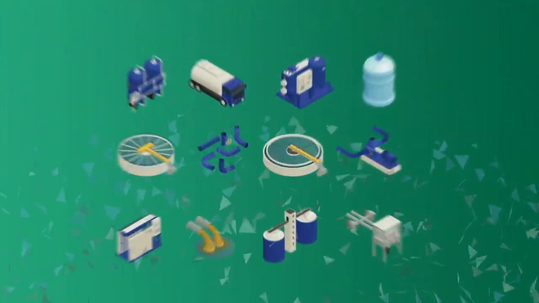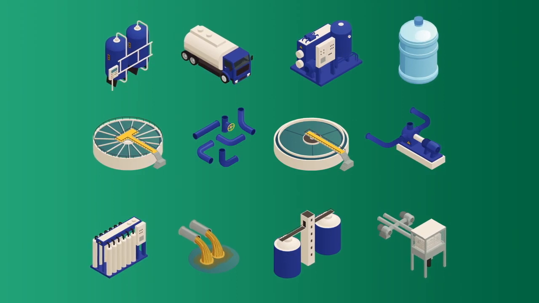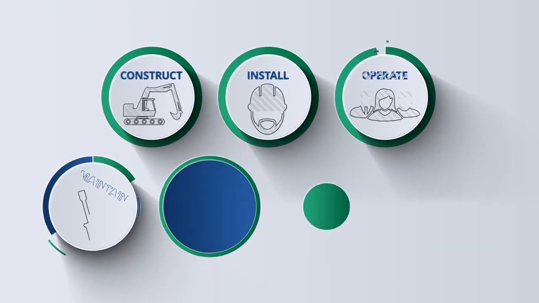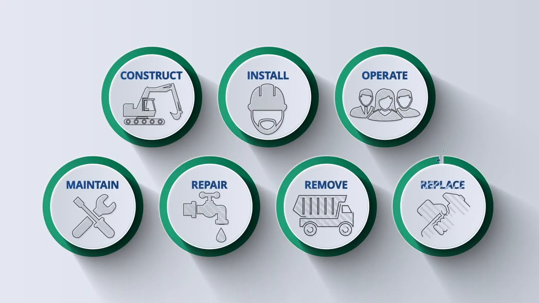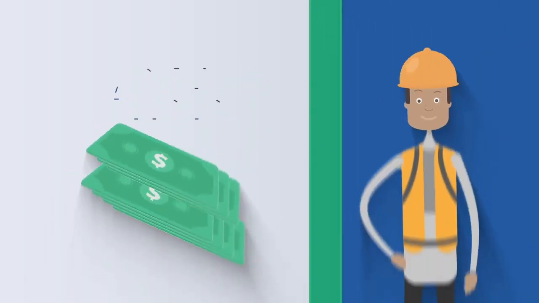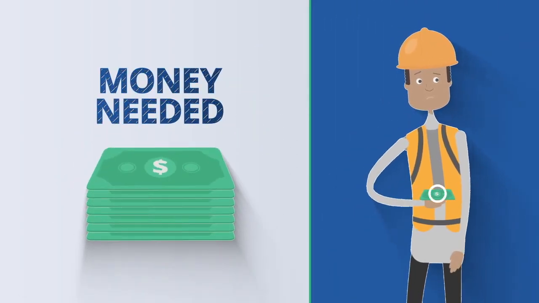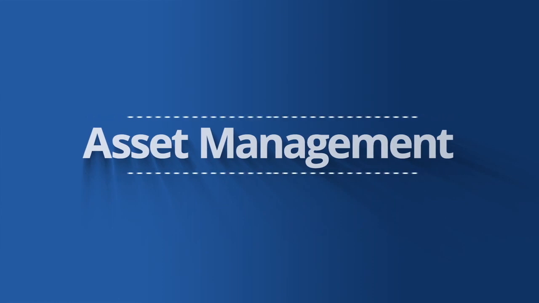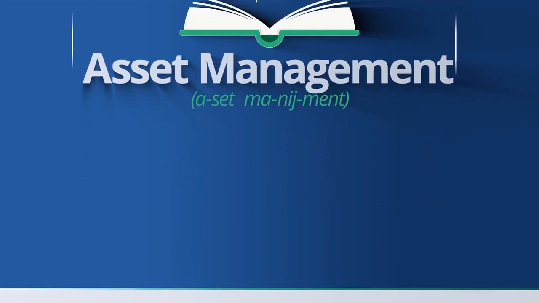Your drinking water system is made up of many assets, from pipes and pumps to meters and tanks. It costs money to construct, install, operate, maintain, repair, remove, and replace these assets. A lot of money. Most likely, you don't have all the money you need to do everything that should be done within your water system. So, you should make smart choices about where you spend the money you do have available. Asset management can help with making these smart decisions.